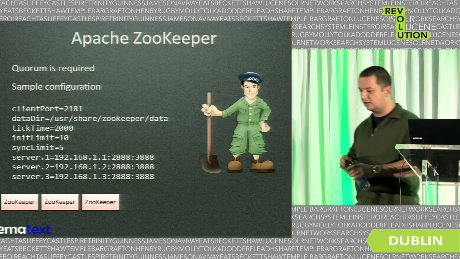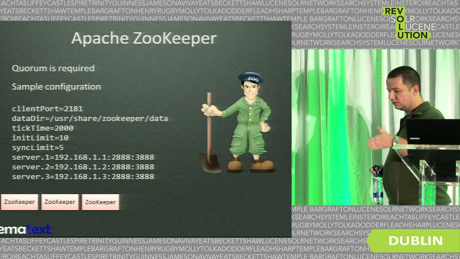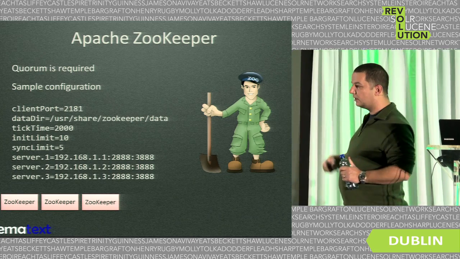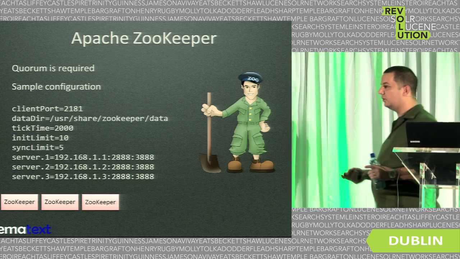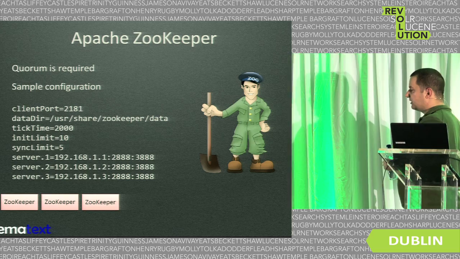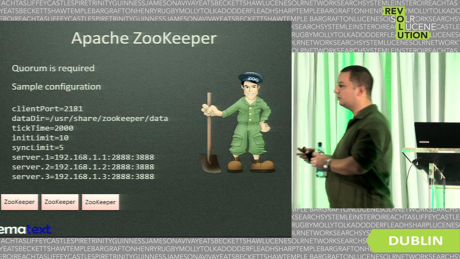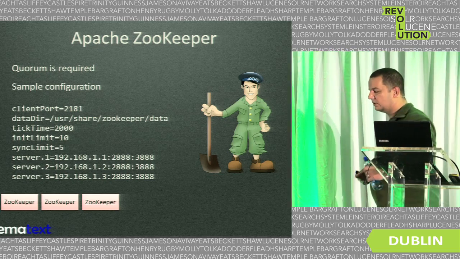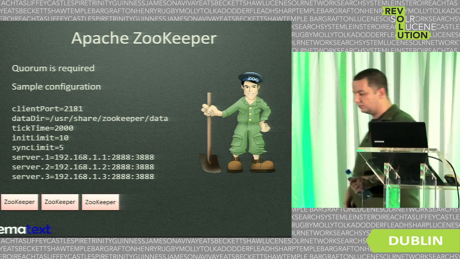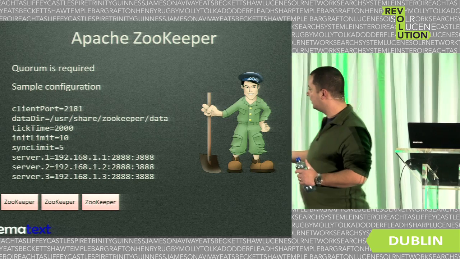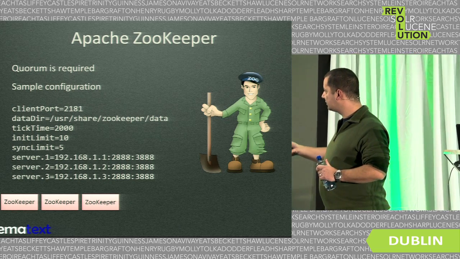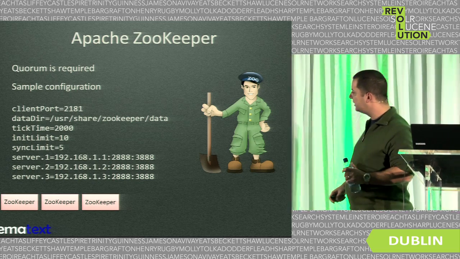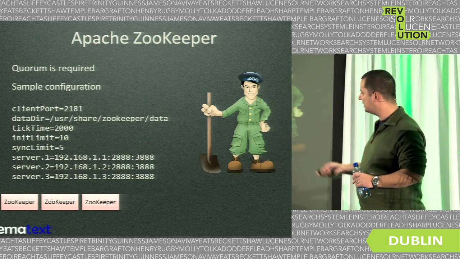So basically, you take the number in, for example, the sync limit, multiply it by the tick time, and we know that the servers can be a maximum of 10 seconds behind the leader. Also, if we want to specify the servers, we specify the Zookeeper servers, like here in the configuration, saying that we will have 3 Zookeepers, server 1, server 2, and server 3.